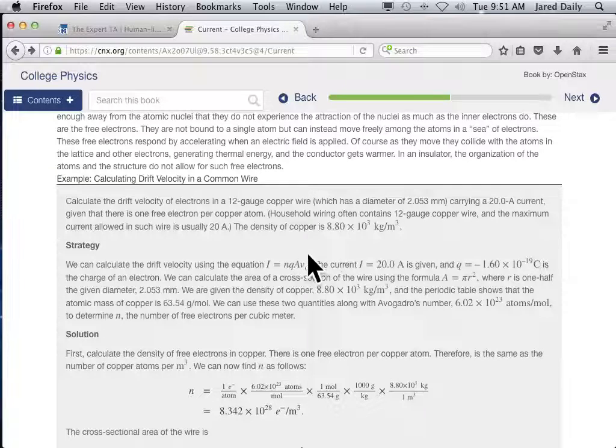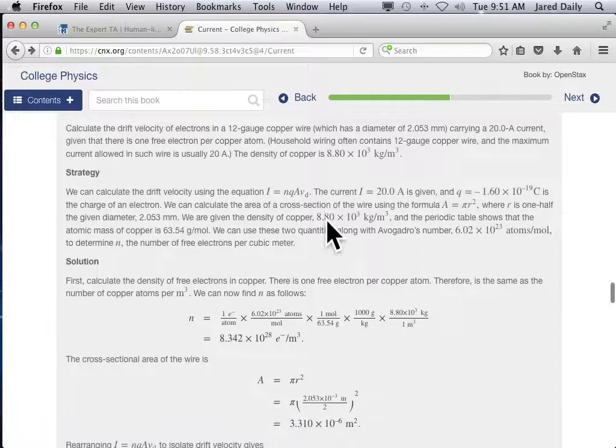So they want us to do that here. We have a 12-gauge copper wire which has a diameter of 2.053 millimeters, carrying a 20-amp current. So they've given us current. They've given us the diameter of the wire, which we can calculate the area with. And they've told us that there's one free electron per copper atom. So we can figure out how many copper atoms are in this wire, also by using the density of copper that they've given us. This is a little bit involved, but it shouldn't be too bad.